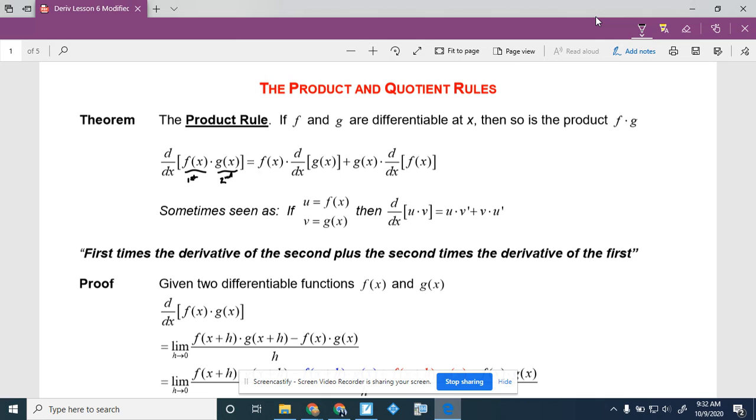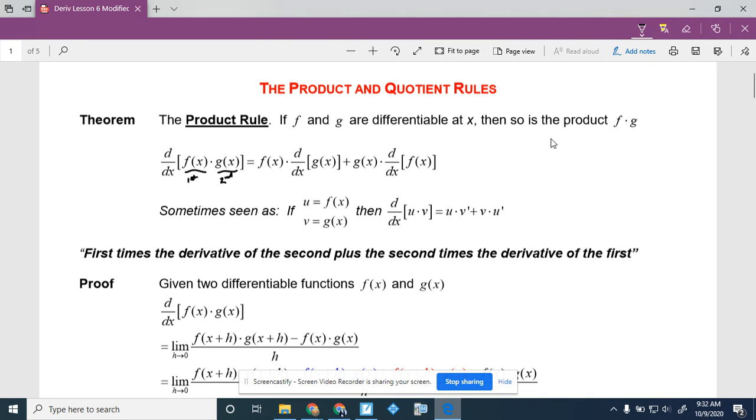Sometimes certain textbooks use u's and v's, where u is like f of x and v is like g of x. So the derivative of uv is going to be uv prime plus vu prime. It's saying the same exact thing. It really is up to you how you want to remember it.